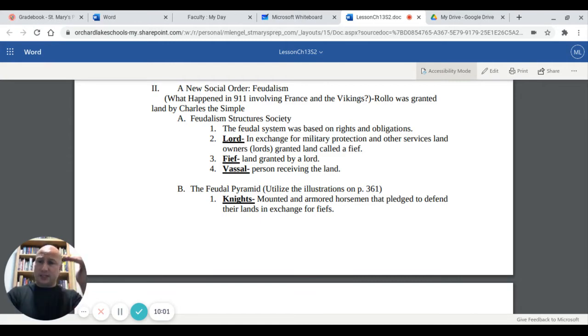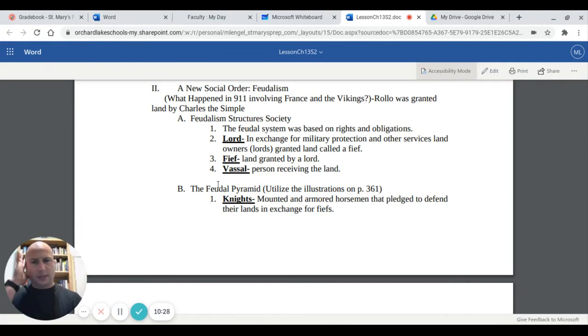Knights. So in that relationship, the lord is the noble, the fief is the small parcel of land, the vassal would be the knight. Okay, we're going to take a look at that as we go, but it's all about a system of obligations. The lord gives the land to the knight. The land that is granted, the knight then has to serve military protection for the lord's land also. That's really how the feudal system works.